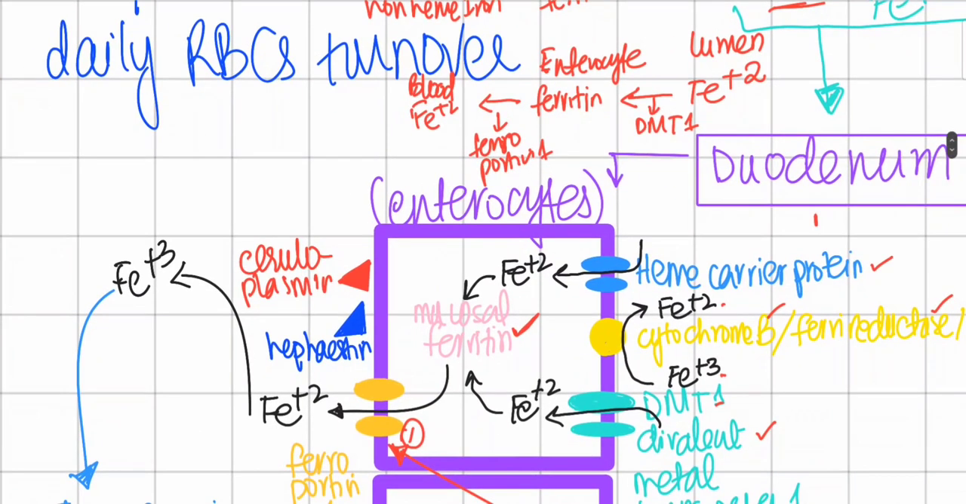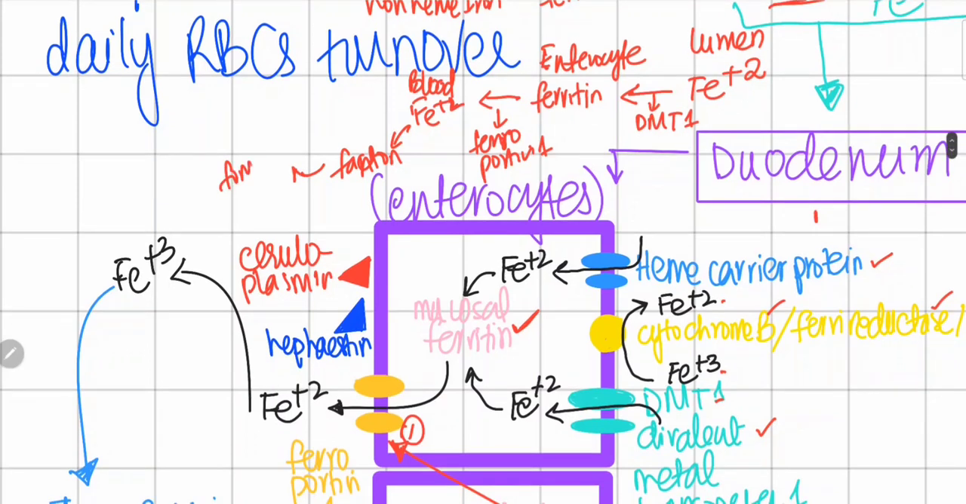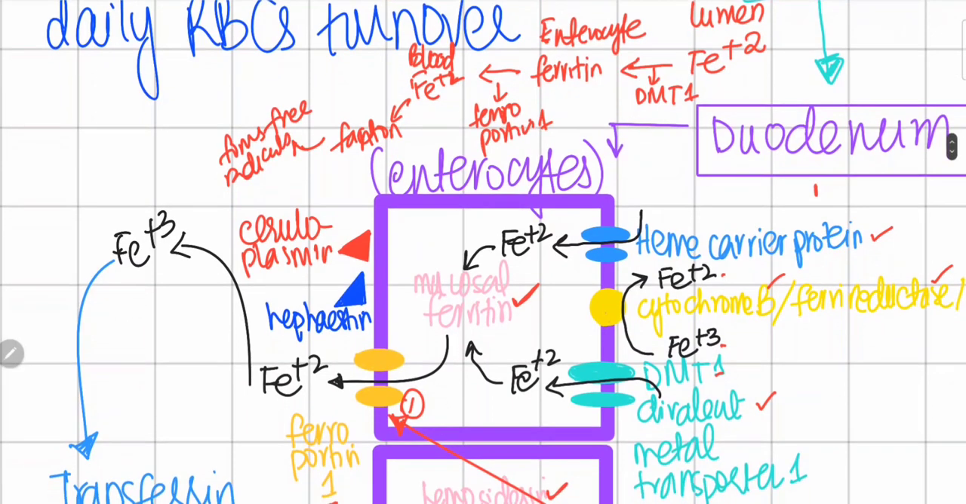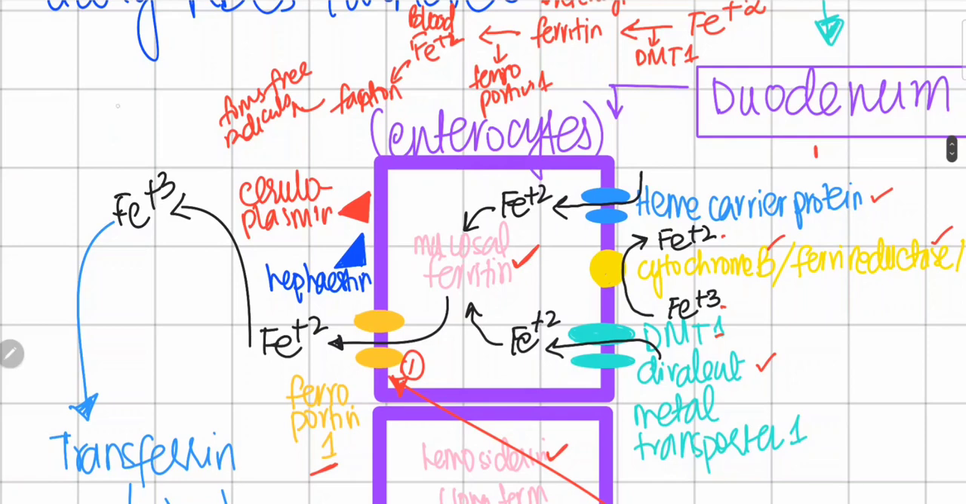But in blood, we cannot leave iron alone. So iron cannot be left alone because of the Fenton reaction. So what is a Fenton reaction? Fenton reaction is that the free iron forms free radicals, and that damages tissue. So that's actually the Fenton reaction. So what we do is that there is another protein called transferrin.